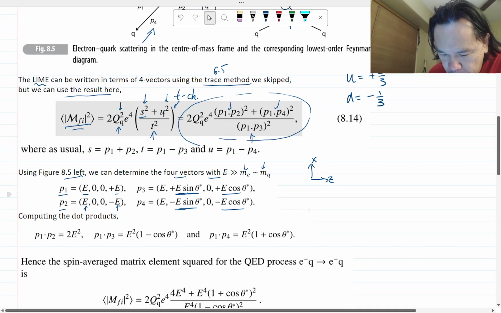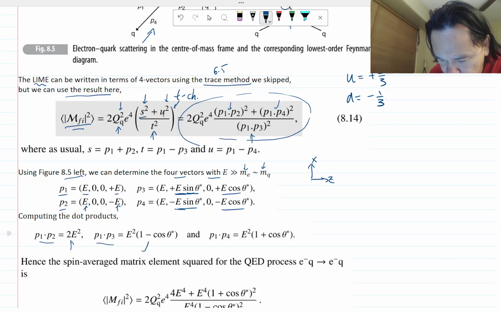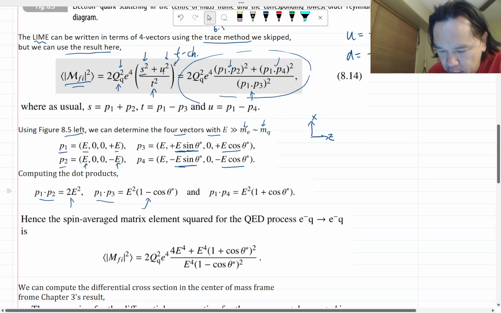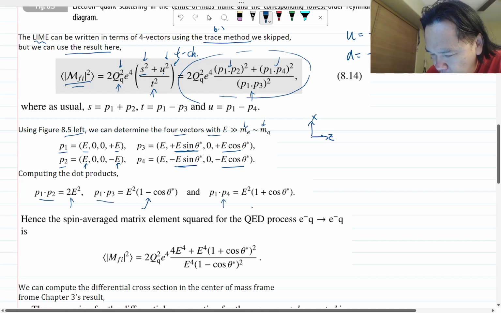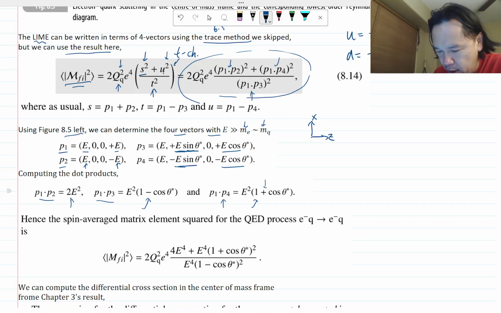So what we can do is compute all these dot products. P1 dot P2 is just going to be E squared, and then P1 dot P3 is going to be E squared times 1 minus cosine theta, and then P1 dot P4 is E squared, but with a 1 plus cosine theta. And these little stars signify that this is in the center of mass frame.